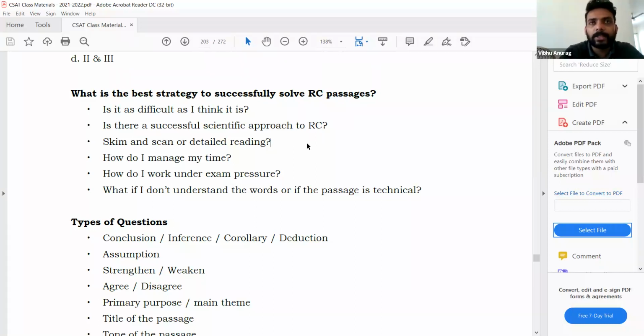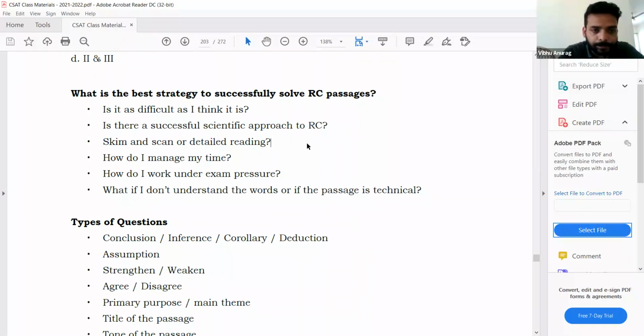The reason is that when you skim, you're not really understanding much. You're just catching some keywords and trying to find out the answer using those keywords. So it's not very effective for the CSAT exam. Okay, so don't skim, read the passage in detail. That is point number one.